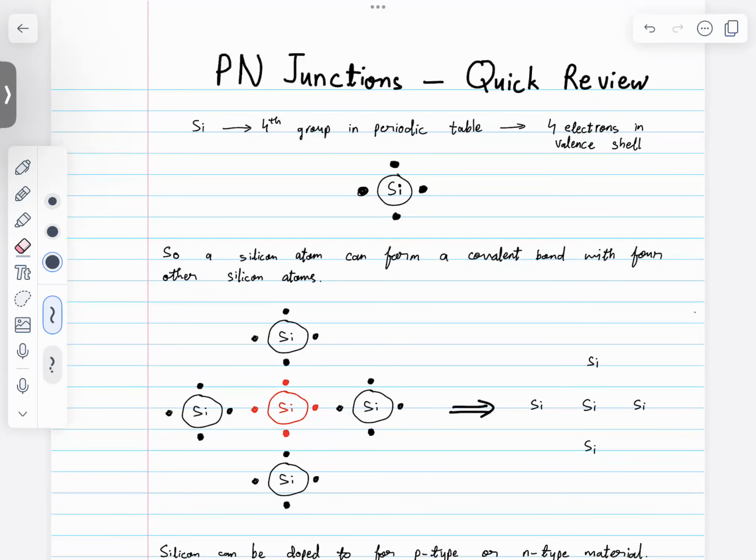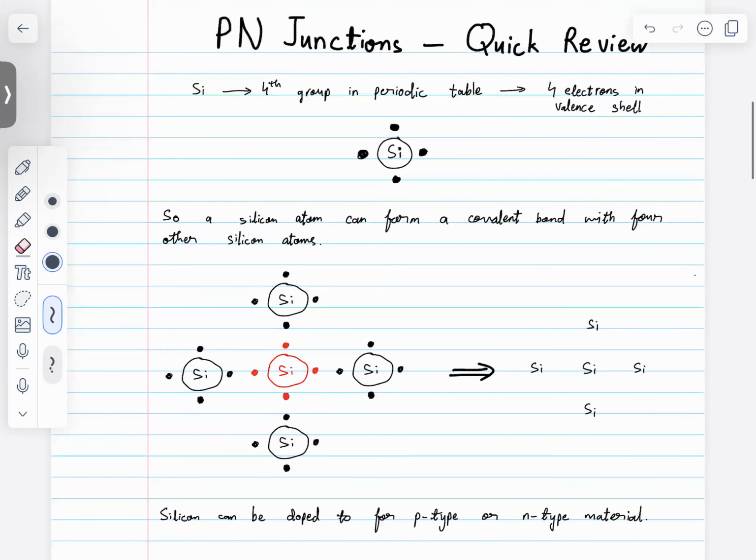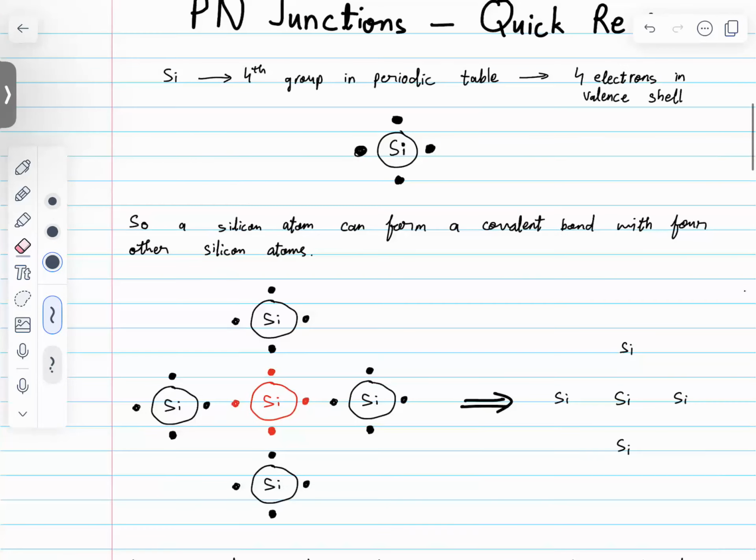So if you're not familiar with PN junctions, I would suggest looking at some of the more introductory material on PN junctions, either on YouTube or just online anywhere. This is meant to be a quick summary, so I'm assuming that you already know about PN junctions, and this is just a summary style video. So, okay, let's get started.